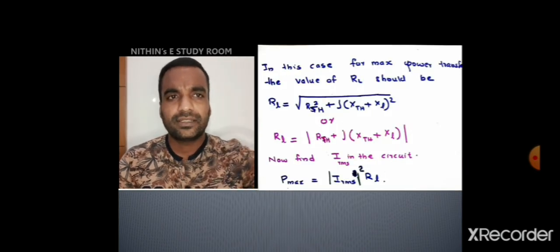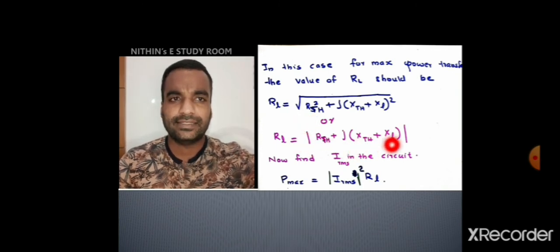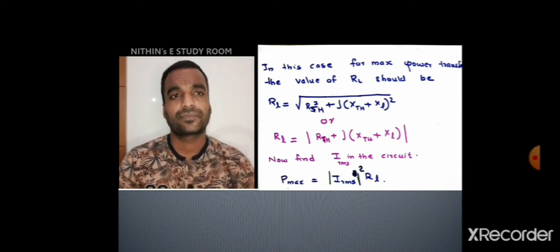So this is the thing that you need to learn by heart. RL is equal to the magnitude of R Thevenin plus J X Thevenin plus XL. Okay.